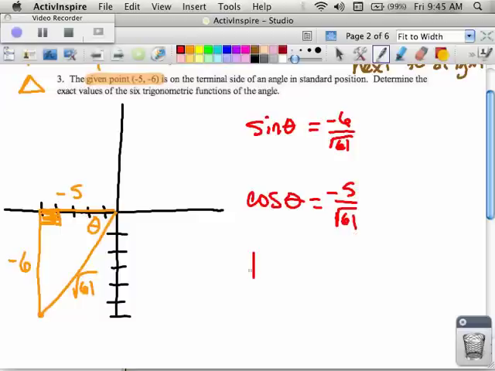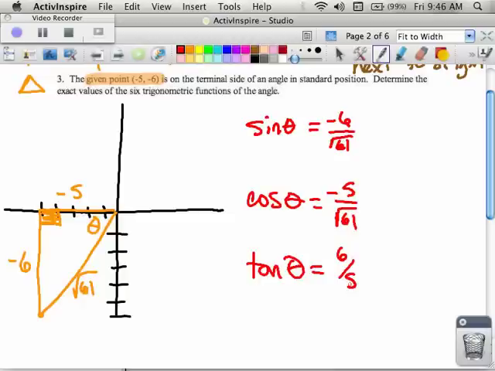The tangent is the opposite over the adjacent. So the opposite is -6, and the adjacent is -5. -6 over -5 is positive 6/5. So you can simplify that part of it. Negative divided by negative is positive.